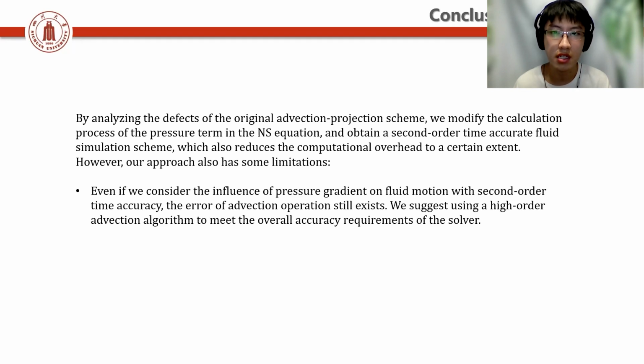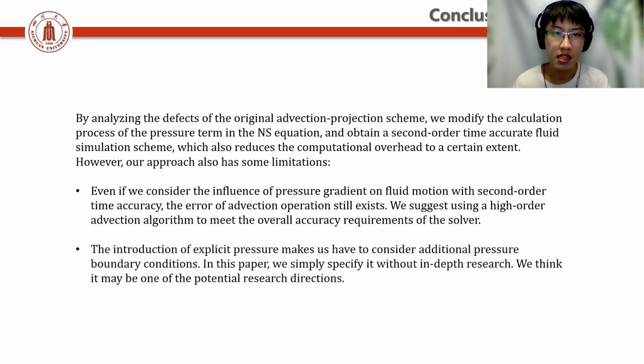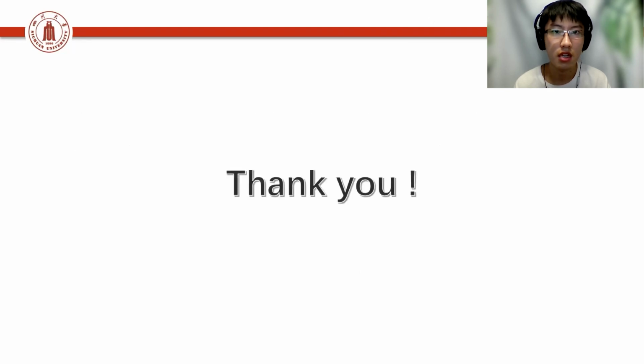First, even if we consider the influence of pressure gradient on the fluid motion with second-order time accuracy, the error of advection operation still exists. We suggest using a high-order advection algorithm to meet the overall accuracy requirements of the solver. And second, the introduction of explicit pressure makes us have to consider additional pressure boundary conditions. In this paper, we simply specify it without in-depth research. We think it may be one of the potential research fields. And that's all. Thank you.